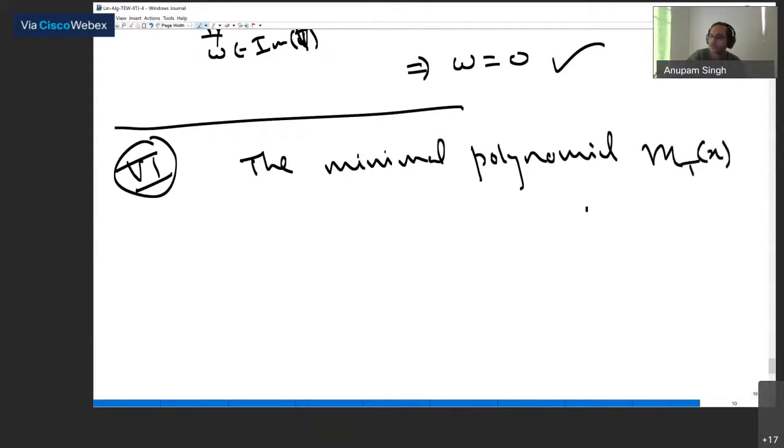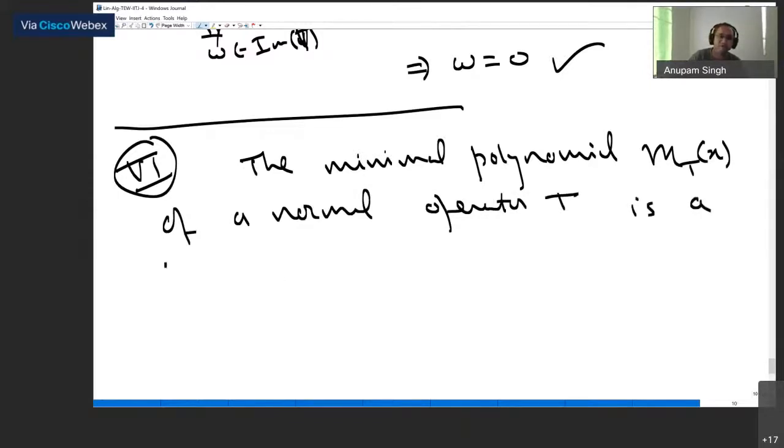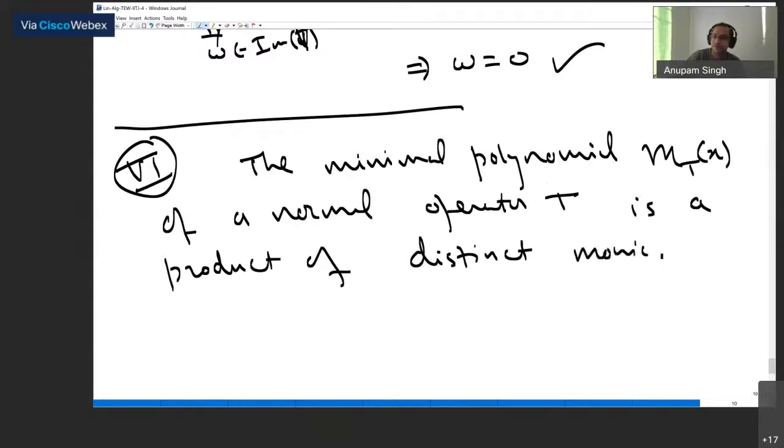m_T(x) of a normal operator T is a product of distinct monic irreducible polynomials.